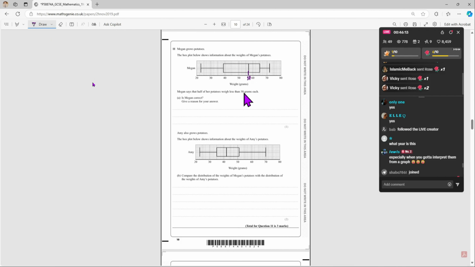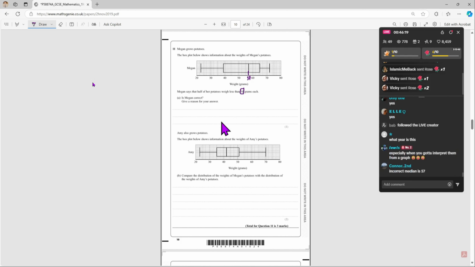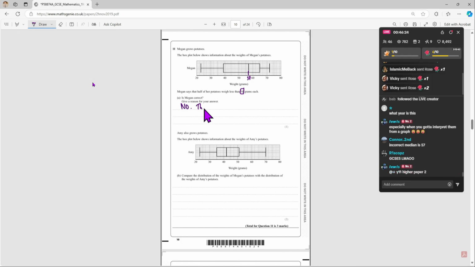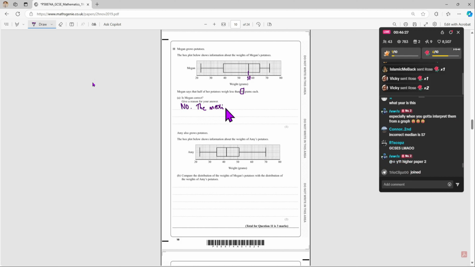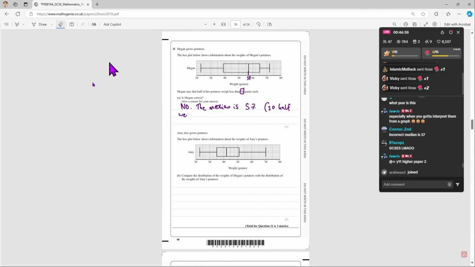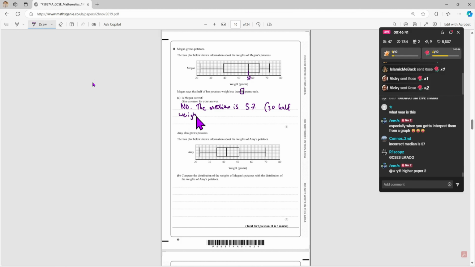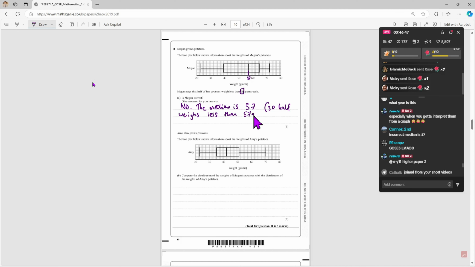But she says half of her potatoes weigh less than 50 grams. That means she is wrong. We're going to write no. The median is 57. So half the potatoes weigh less than 57. So you just have to find the median point and then write the reason for your answer.